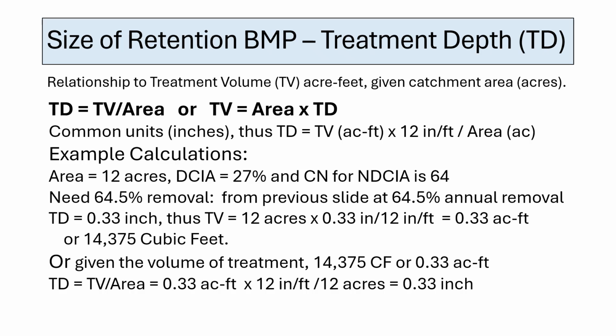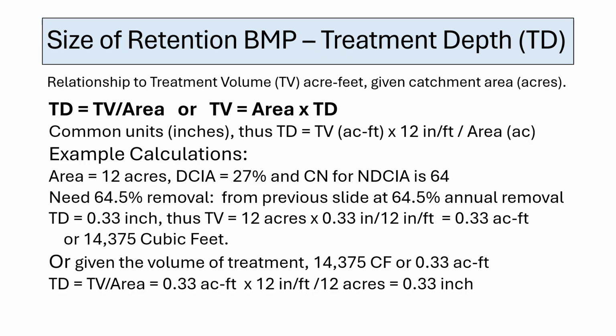Let's look at an example. If we have a catchment area of 12 acres, with a directly connected impervious area, or DCIA, of 27%, and a curve number for the non-DCIA of 64, and we need to achieve 64.5% annual pollutant removal, which we would determine from a previous analysis, we might find that this requires a treatment depth of 0.33 inches.